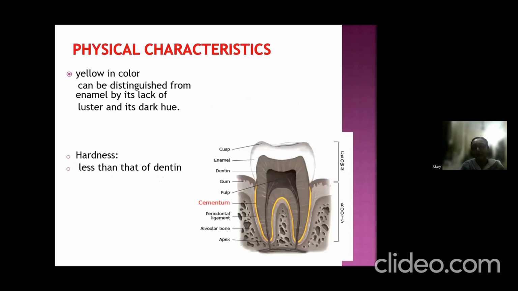Now coming to the physical characteristics of the cementum. How does it look? It's yellow in color and it can be distinguished from the enamel because it does not have any luster and because of its dark hue, and also the hardness of the cementum is less than that of the dentine.